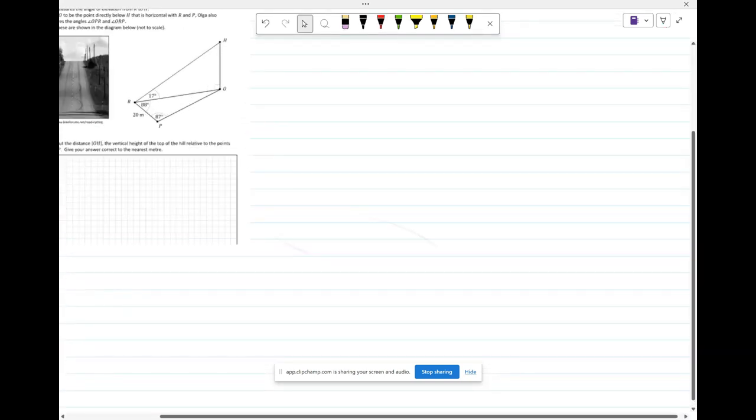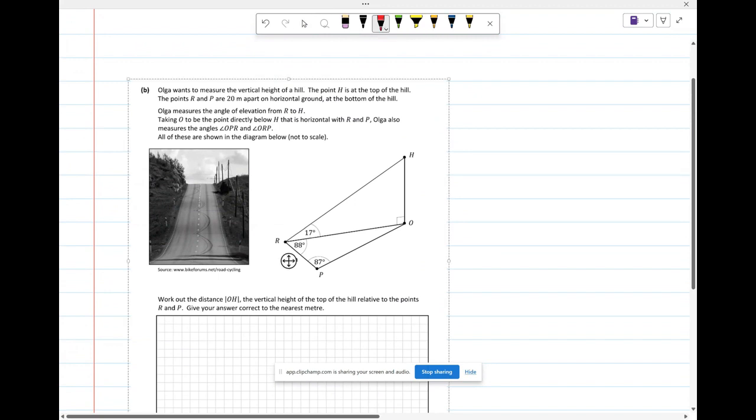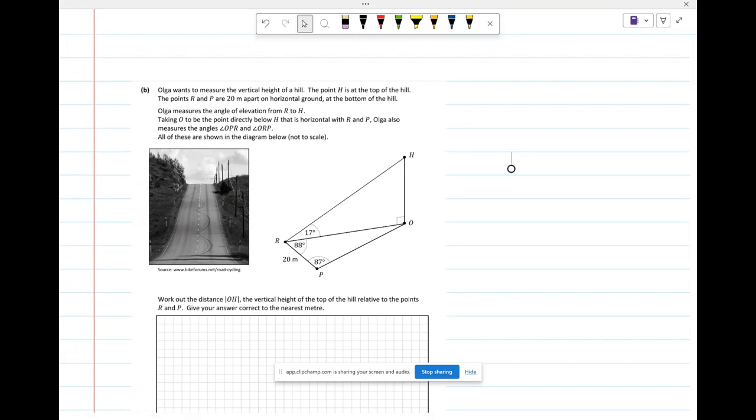The next question is kind of similar in that we're using trigonometry in the real world. This one says, Olga wants to measure the vertical height of a hill. The point H is at the top of the hill, and points O and Q are 20 meters apart on the horizontal ground at the bottom of the hill. So we know these are flat to each other on the same ground. That's what on the horizontal ground means. Olga measures the angle of elevation from O to H. So O to H here is 17 degrees.